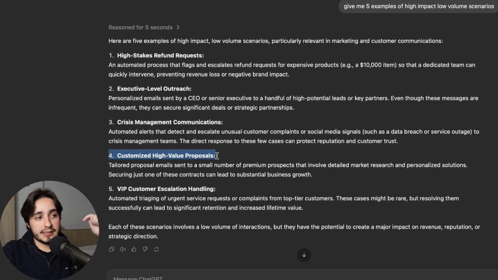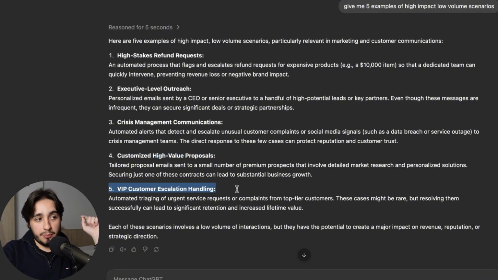Number 4 would be customize high value proposals, and these would be similar to number 2, but instead of outbound, it would be inbound. So this would be for businesses that can have a high spending potential with your business that are coming in. So you can draft a proposal using GPT 4.5.